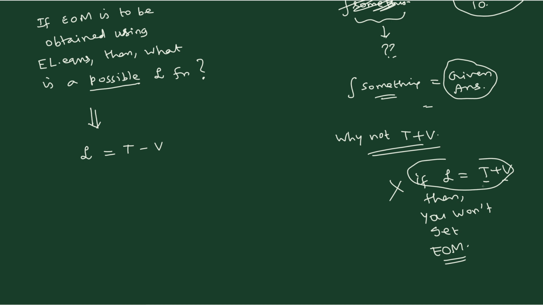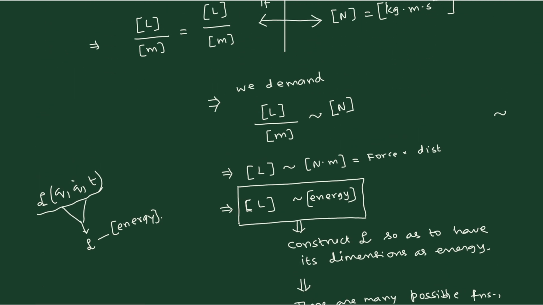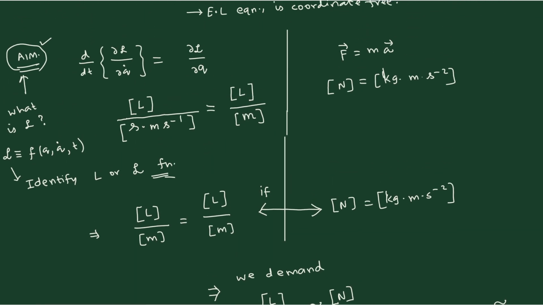But this particular selection of the Lagrangian doesn't fit to generate the equation of motion. So that is why the aim that I have written should be very clear. Our aim is that we want to generate. So you go back and read this. That's what we have written.